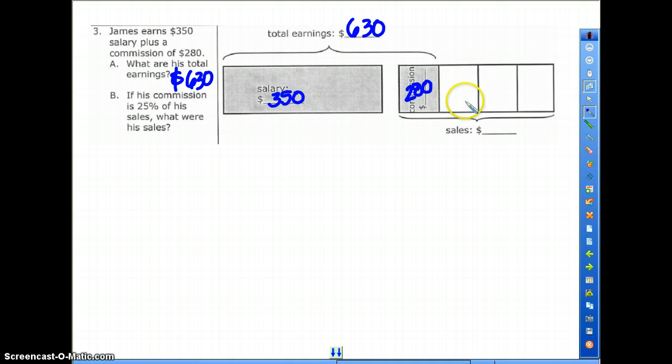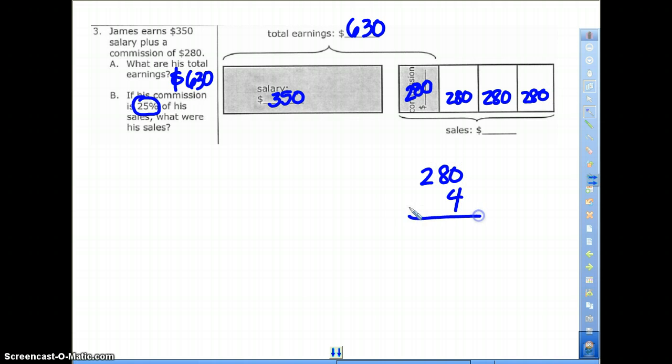Do you guys see why this bar, which represents his sales, was divided into 4 equal pieces? Yeah, because 25% of his sales represents that $280. So what are you going to do? Yeah, if each one of these boxes is equal size, then each one of them is $280. So you guys take 280 and multiply by 4. And I'm going to set up a percent proportion so you can see what's happening.